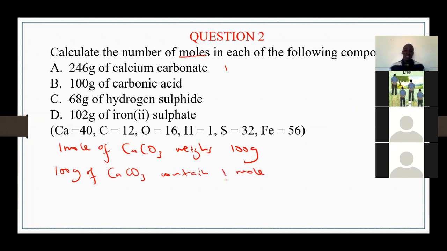Now, if 100 grams can contain 1 mole, what about a single gram? You'll have to divide 1 mole by 100. That's the only science you should be able to tell. I don't know how many people can get that concept, that if I'm to get 1 gram of calcium carbonate, I'll have to divide 1 mole by 100. Please, if you are lost here, let me know.